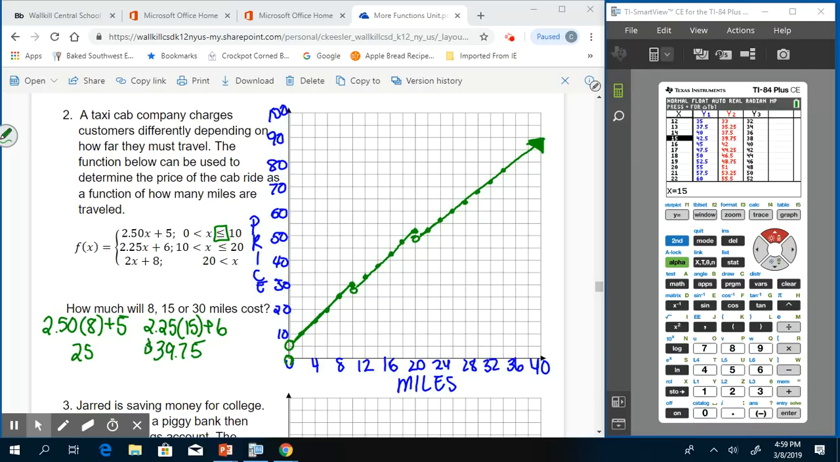And then lastly, the 30 miles is going to be greater than 20, so that would be 2 times 30 plus 8, which is $68. Okay, so you're on your own for the last one. I'll be around to help you out.